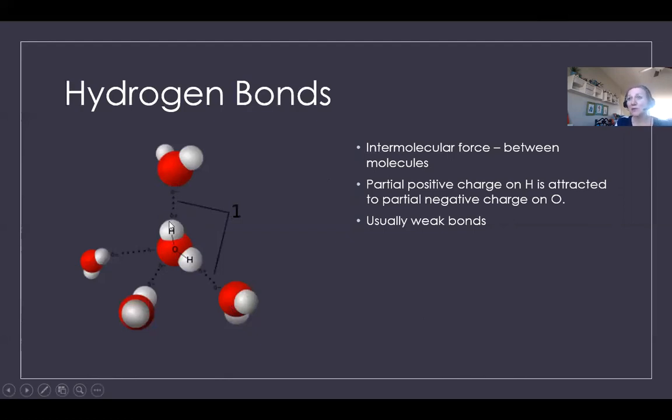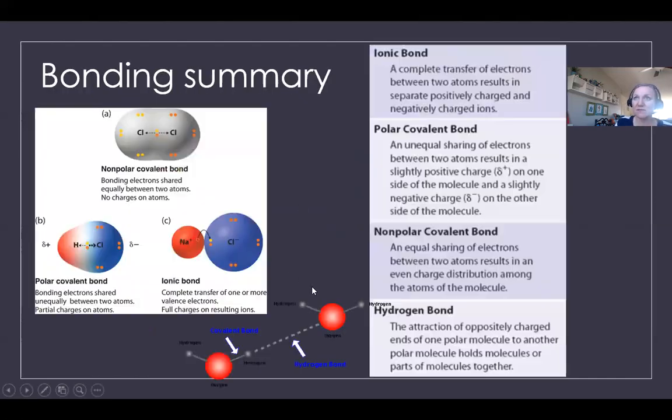This is really cool because it helps water have this property called cohesion, where it stays together, and that really helps when we're talking about water moving through capillaries or water moving up trees. So we've got this nice sticking property, but it also has really important properties in the body. These are typically going to be weak bonds. Again, just review the properties of hydrogen bonding. All right, a quick bonding summary.